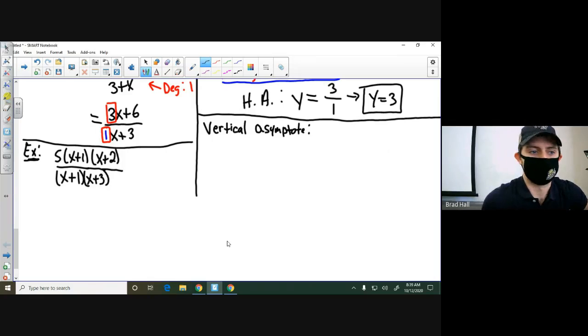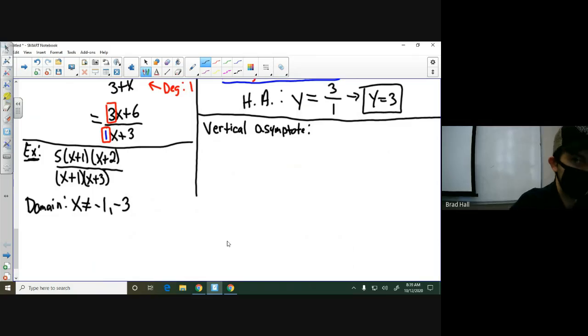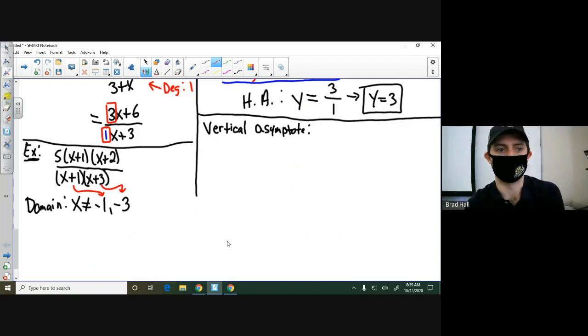So if you looked at this problem, you would say that the domain is x cannot equal -1 or -3, because that comes from what makes those two factors equal to 0. And equaling 0 in the denominator is bad. So those two numbers would definitely be excluded from the domain.